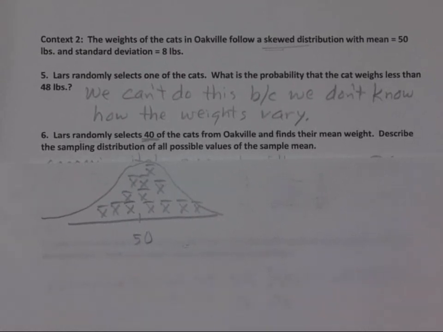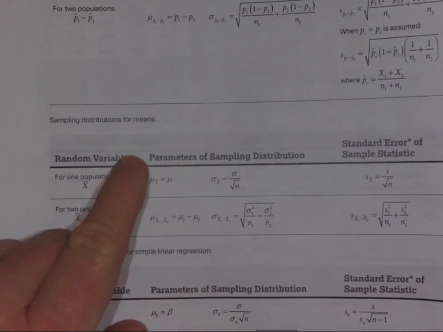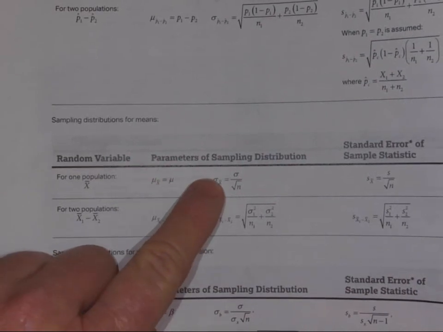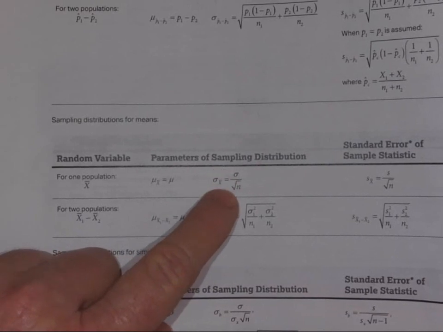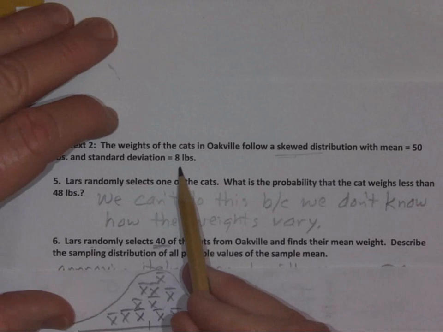And then, what is our standard deviation? For the sampling distribution for means, you notice the mean of the x bars is equal to mu. The standard deviation of the x bars is equal to sigma over the square root of n, so the population standard deviation over the square root of n. And in this case, we're given the population standard deviation.